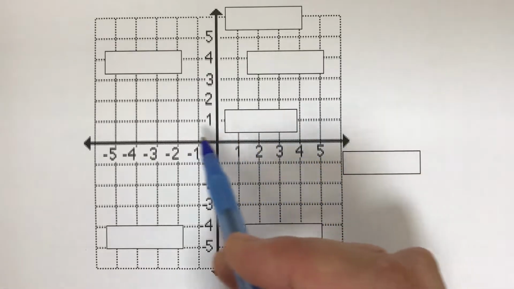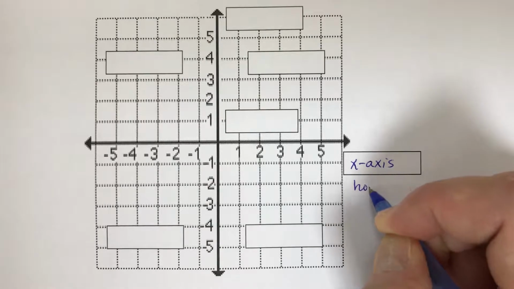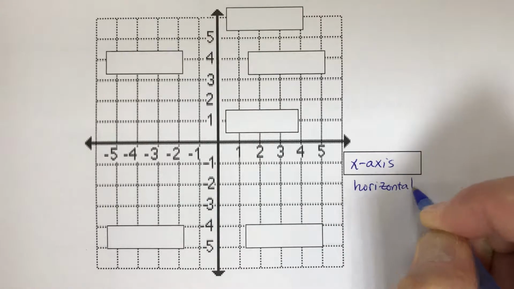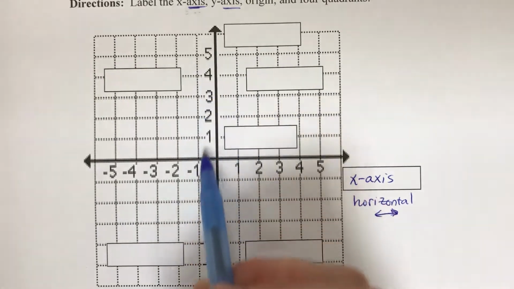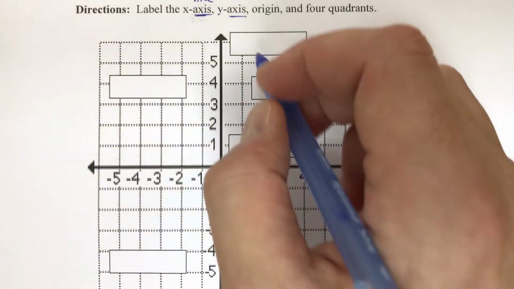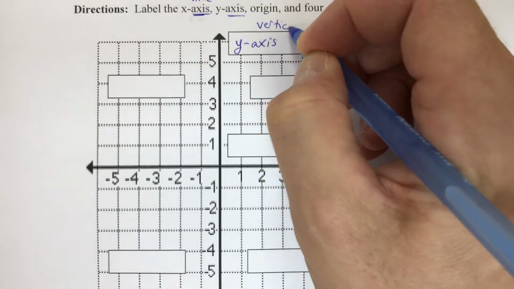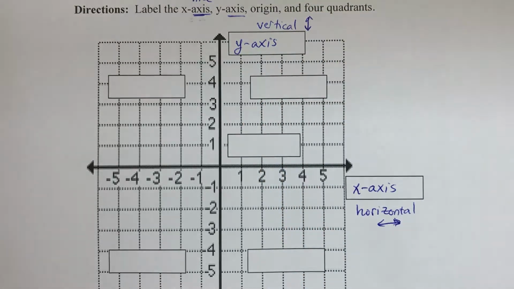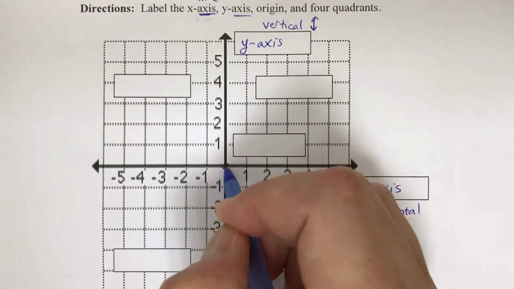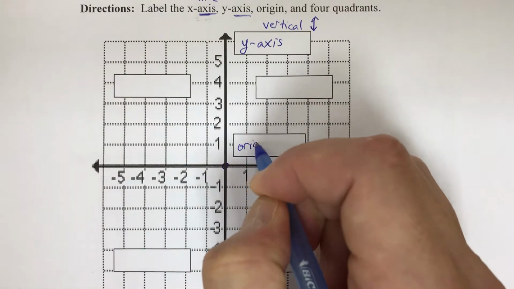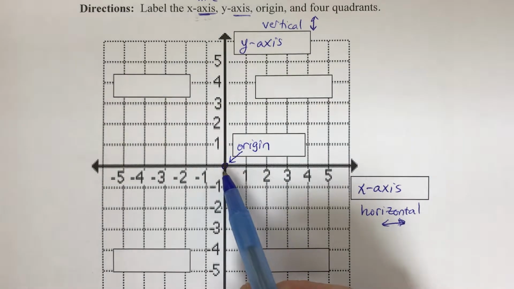The one that is left to right, that's horizontal, is called the x-axis. We sometimes call it the horizontal axis because it goes like this, left to right. The line that goes up and down is called the vertical axis or the y-axis. Vertical means up and down, like that. Now, where the two lines meet, where they intersect, right here, is called the origin. Origin is the beginning. So this is where we start from.